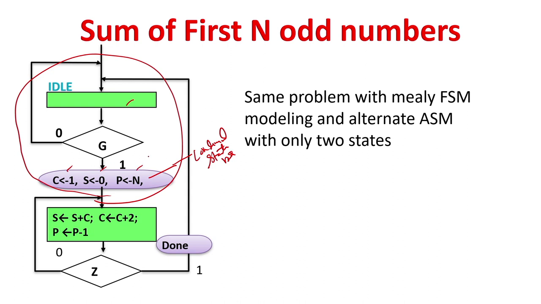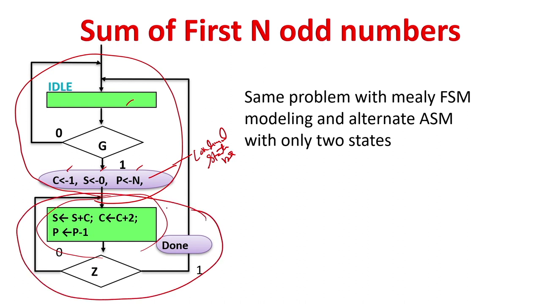So, p means we have a decrementing counter. Initially, it will be loaded with the initial value n, s is equal to summations, and c is how many times we are counting. And after that, in every next cycle, what are we doing? This thing is another block.